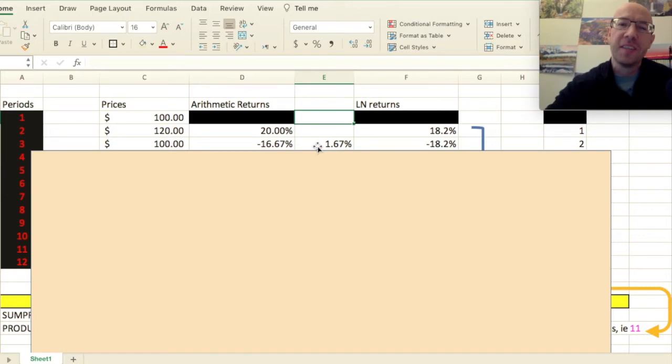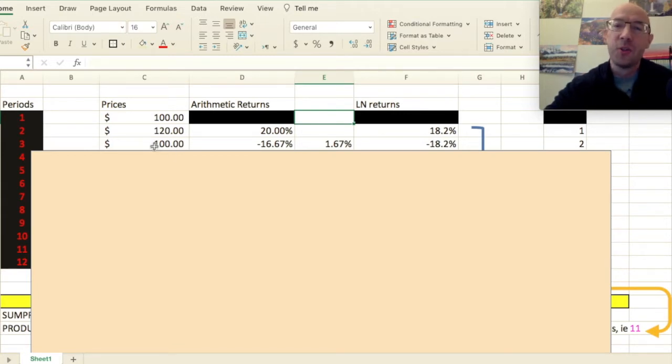So this is one of the things about arithmetic returns. It's very confusing. You can't combine them in the simple sense that we like to say, I earned so much on Tuesday plus so much on Wednesday with my side job, so I'll just add them together. You cannot do that with returns, as we can see here. Plus 20 minus 16.7 leaves us with a positive number. In real dollars, we know we didn't gain a dime.